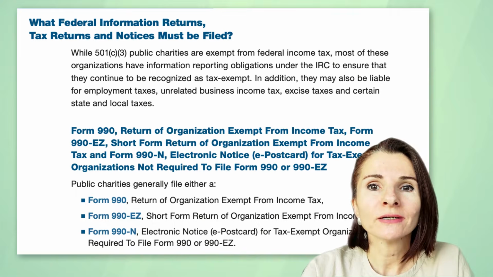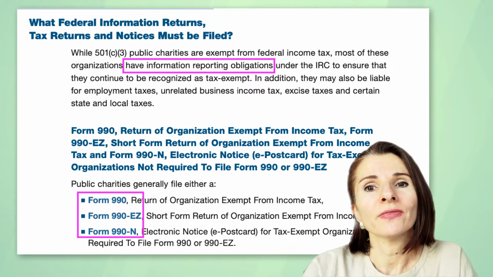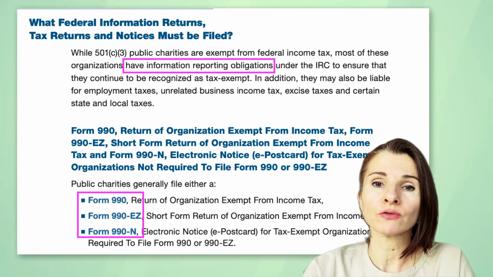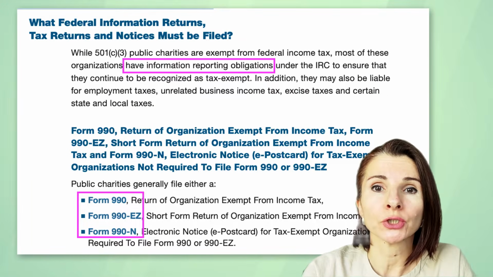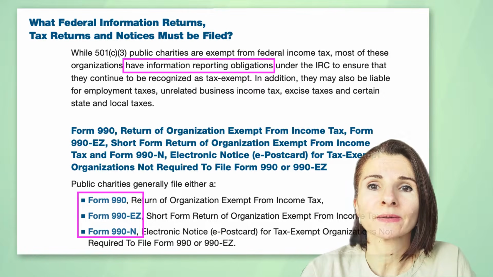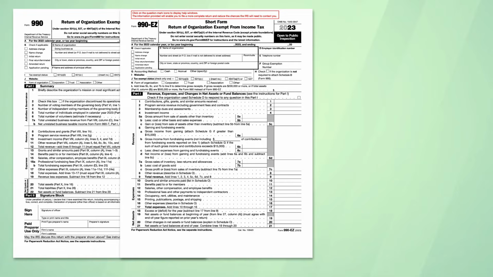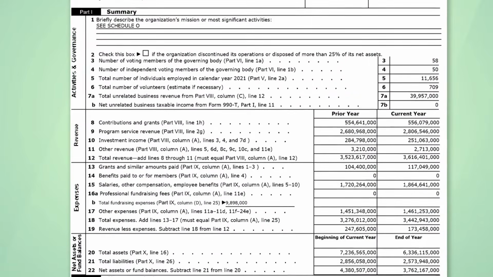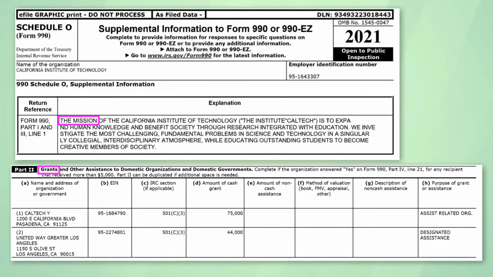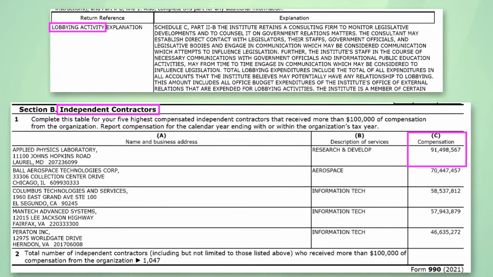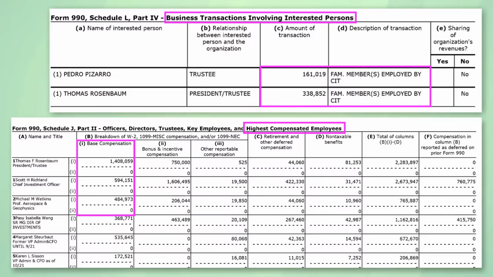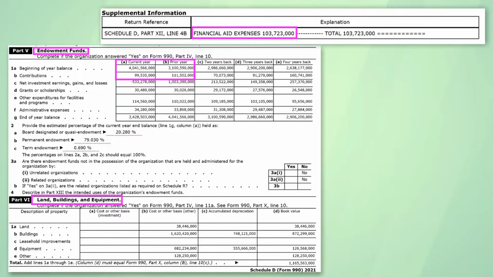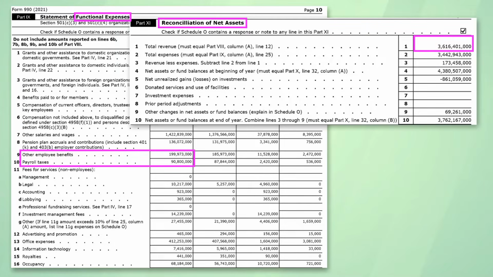This is all well and good, but in order to receive these benefits, the IRS requires exempt organizations to file annual informational returns using the Forms 990s. Unlike most IRS forms, Form 990 series returns are not tax forms, and their primary purpose isn't to report financial information, even though they do. They're intended to provide the IRS and the public information about the organization's programs, activities, relationships, transactions, and governance, in addition to revenues, expenses, and assets.